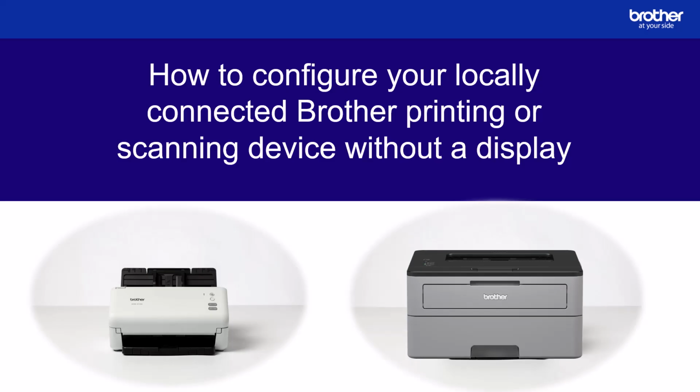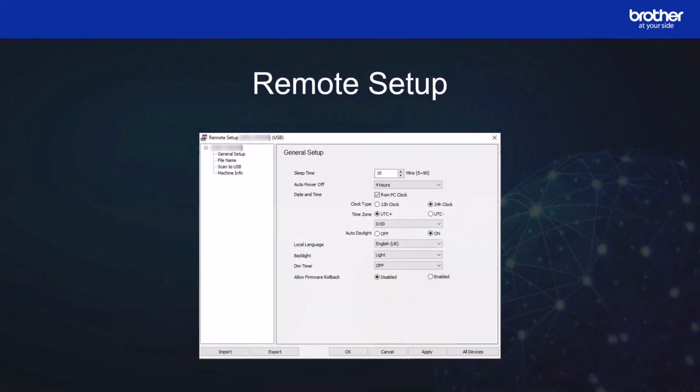Welcome! Here we're going to look at how to configure your locally connected Brother printing or scanning device without a display. This is where we will need to use an application called Remote Setup. This is accessible through the Brother Utilities software. I will now show you where you can download this from, along with the required drivers for the specified model.